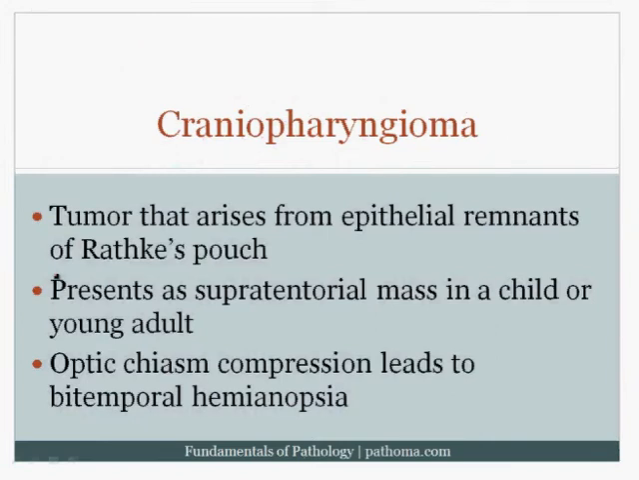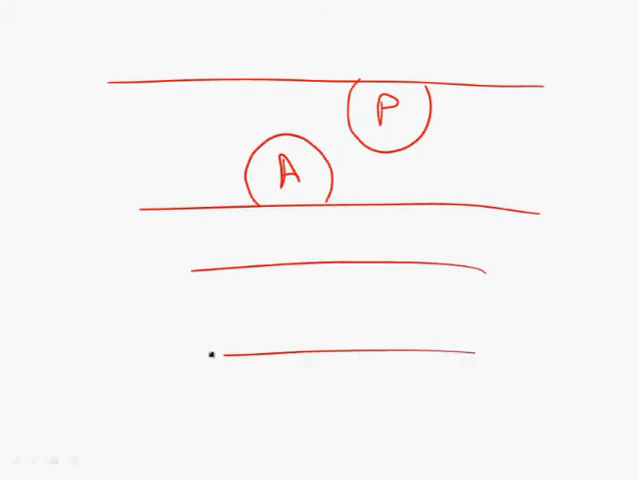Craniopharyngioma is a tumor that arises from the epithelial remnants of Rathke's pouch. It's particularly high yield because of its tie-in with embryology. So let's go back and review. Recall that if this is the base of the brain and this is the floor of the mouth, then an upward protrusion of the floor of the mouth results in formation of the anterior pituitary, and a downward protrusion of the base of the brain results in formation of the posterior pituitary. And of course, these will eventually come together to form the anterior and the posterior pituitary.